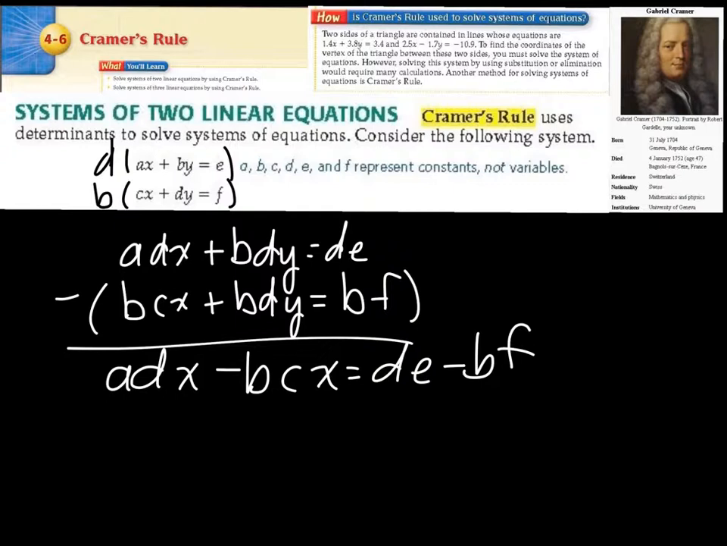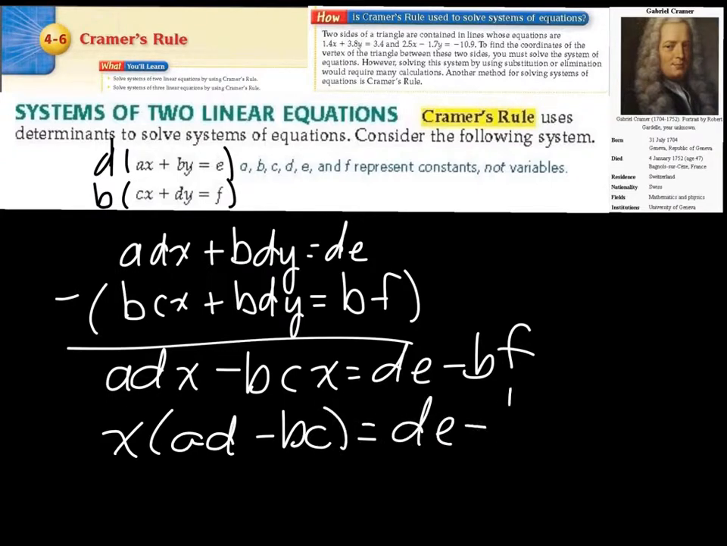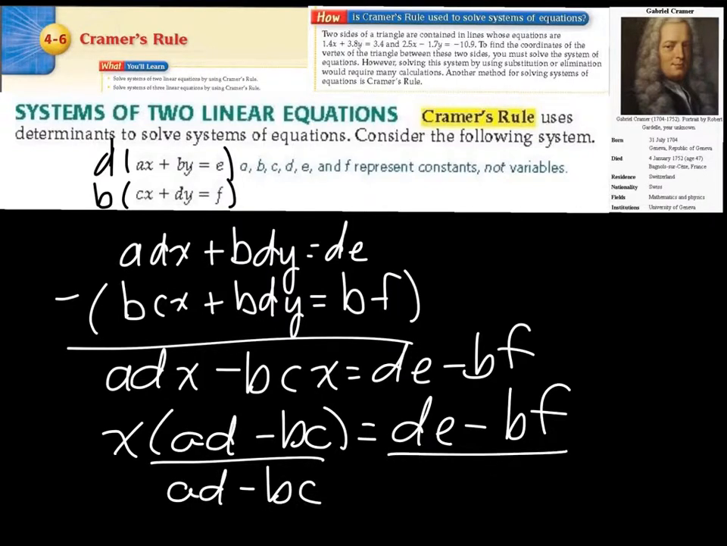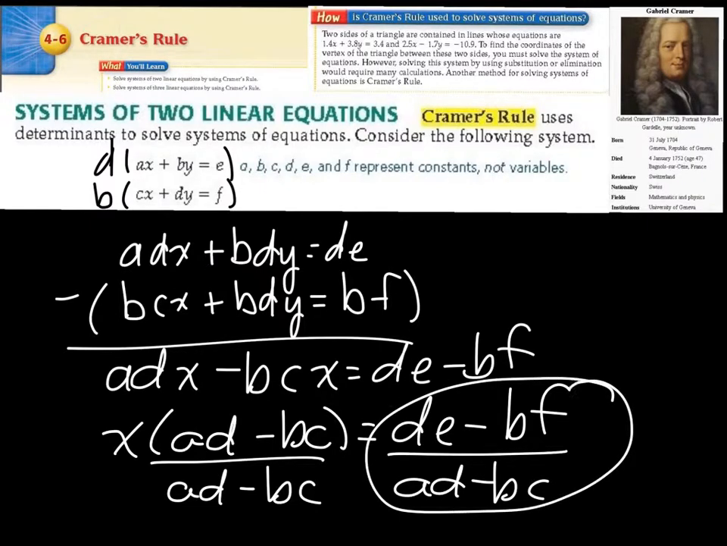I can now factor x out on the left side, so then I have (ad minus bc) x equals de minus bf, and divide both sides by that factor, and we have a way to solve for x using only the number parts of our equation. It's kind of synthetic solving for x.